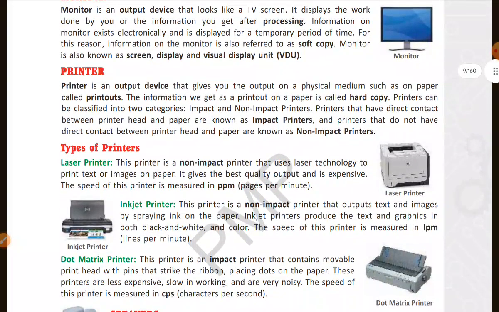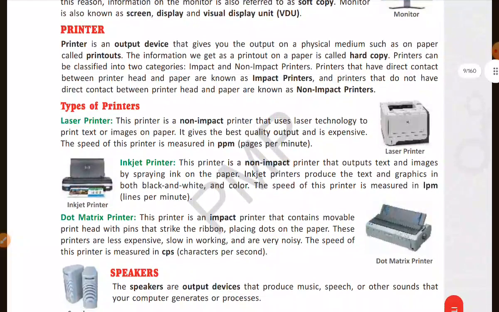Now let's see different types of printers. Number one, laser printer. This printer is a non-impact printer that uses laser technology to print text or images on a paper. It gives the best quality output and is expensive. Means laser printers are expensive, but they give best quality output.